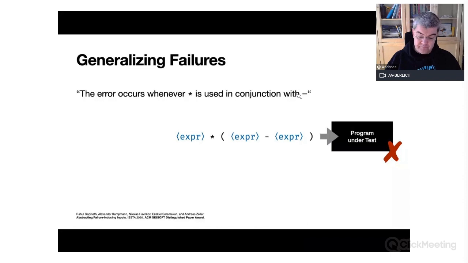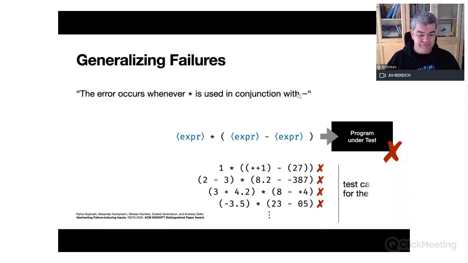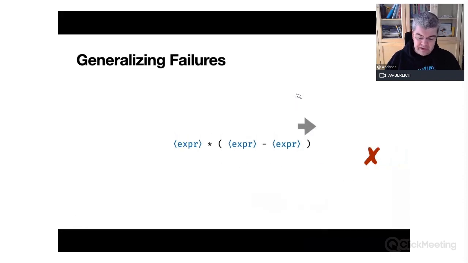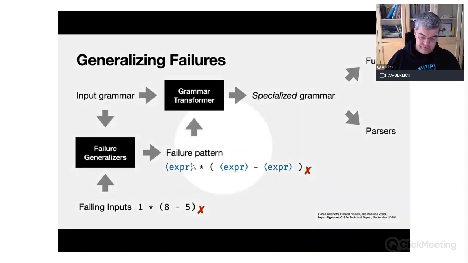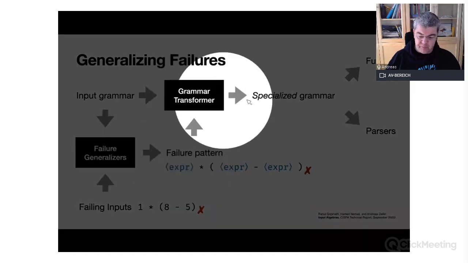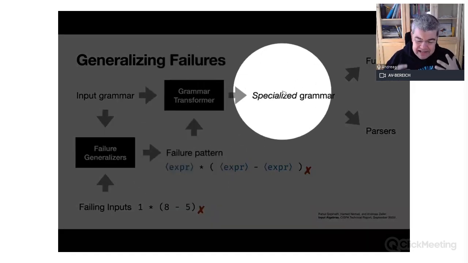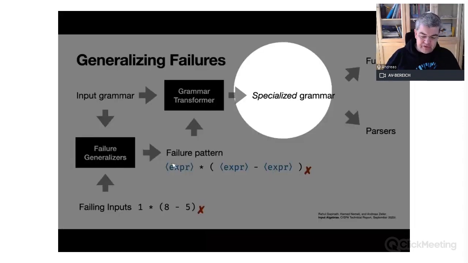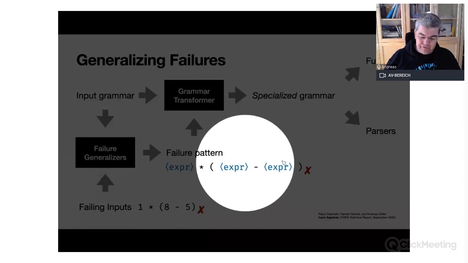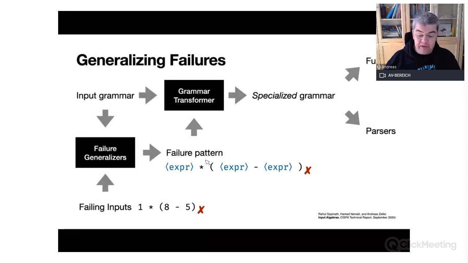And besides getting plenty of test cases for the failure, this is really nice, this can now go as a failure pattern into our grammar transformer. If you take the failure pattern and put it into the grammar transformer, you get the specialized grammar. This specialized grammar will now instantiate one failure pattern after another. It will produce plenty of inputs that all contain the failure pattern. And yes, you can find plenty of bugs in the vicinity of it.